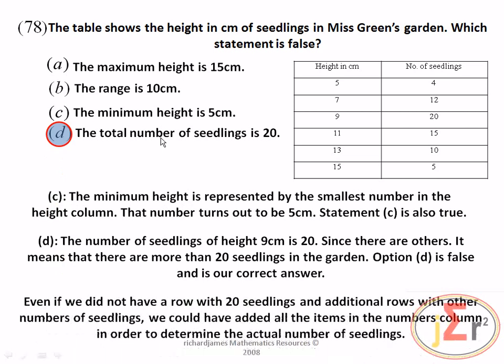Even if we did not have a row with 20 seedlings, an additional row with other numbers of seedlings, we could have added all the items in the numbers column in order to determine the actual number of seedlings, and we would be able to tell if the total number of seedlings is equal to 20 or not.